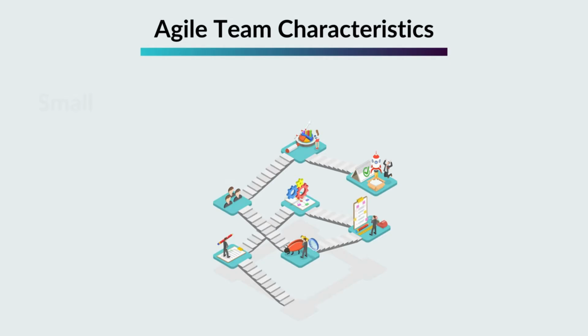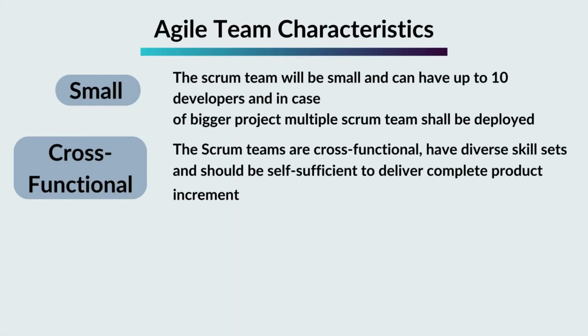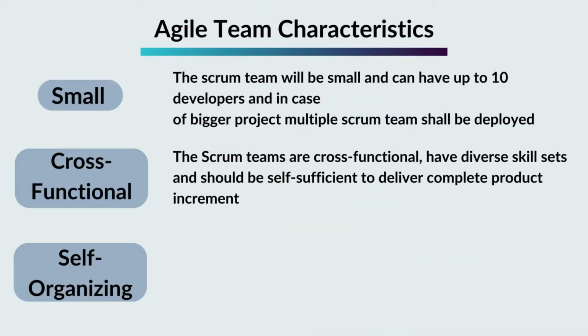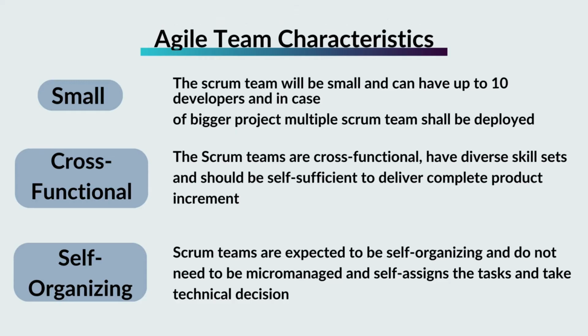Small: the Scrum team will be small and can have up to 10 developers, and in case of a bigger project, multiple Scrum teams shall be deployed. Cross-functional: the Scrum teams are cross-functional, have diverse skill sets, and should be self-sufficient to deliver a complete product increment. Self-organizing: Scrum teams are expected to be self-organizing and do not need to be micromanaged, and they self-assign the tasks and take technical decisions.